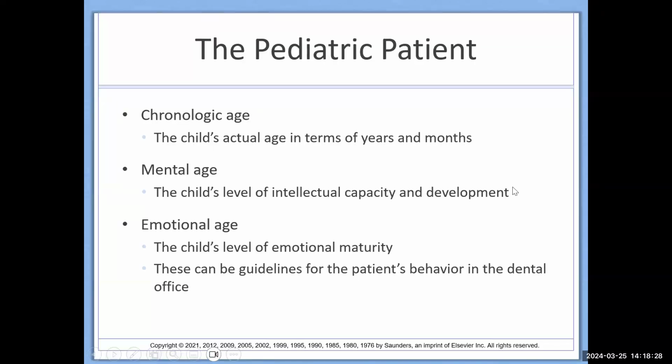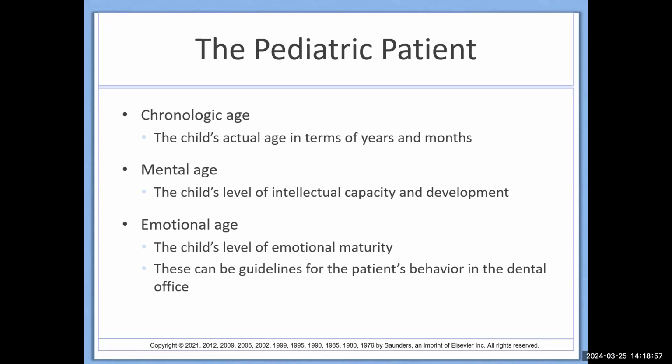But when you deal with pediatric patients, you have to consider the chronological age and the mental age that goes with it, as well as the emotional age. So the chronological age is the actual age, right? From whenever you were born, if you're 2 years old, 3 years old, in a couple of months, etc. But the mental age is different, and that deals with the intellectual capacity. When it comes to emotional age, that deals with the child's level of emotional maturity.